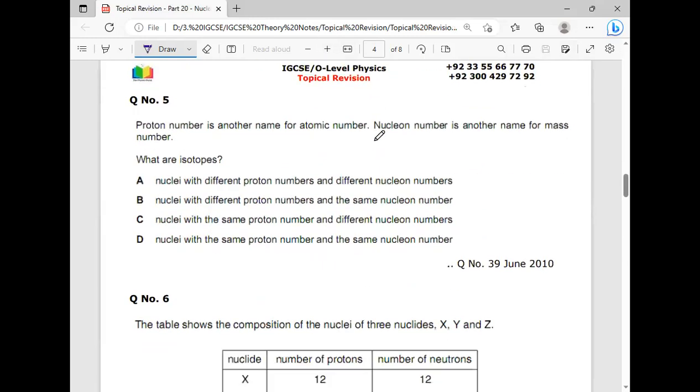Question number 5. Proton number is the name of atomic number. Nucleon number is the name of mass number. What are isotopes? Nuclei with, okay. Nucleon number is the name of mass number.